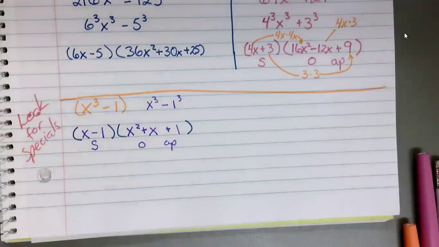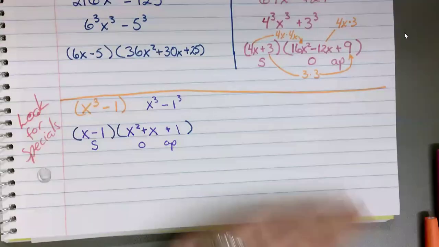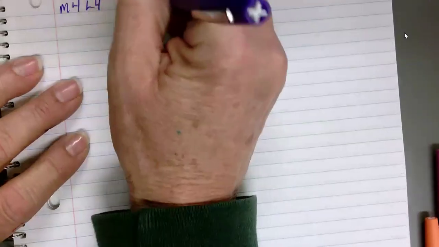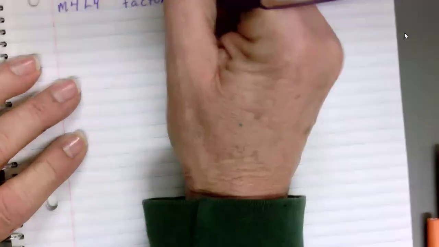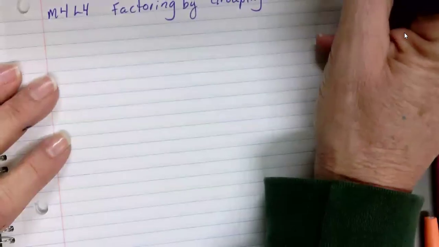All right, pause here if you need to look at anything, and we're going to go on. Our last page. Module 4, lesson 4. Factoring by grouping. 11, 18, 25.